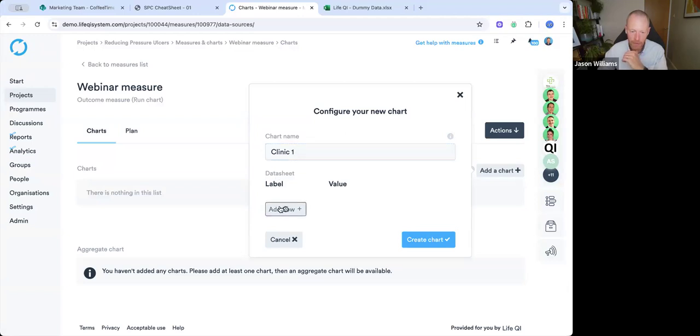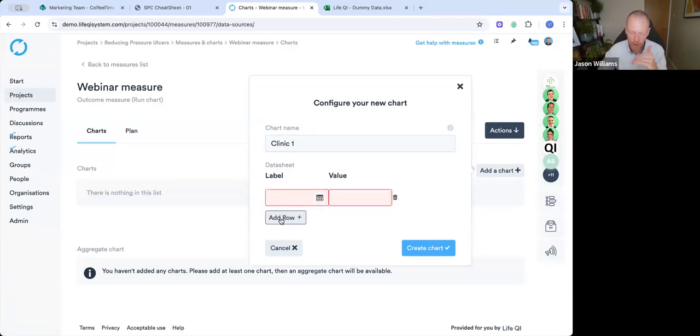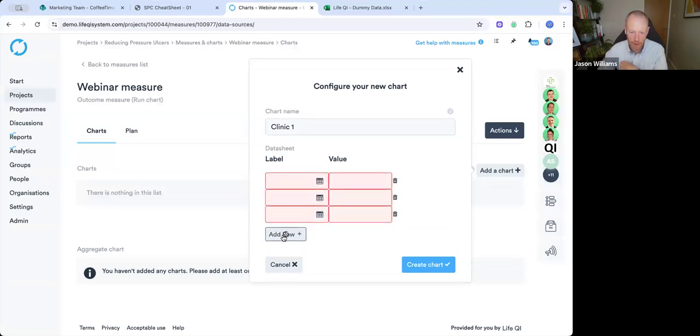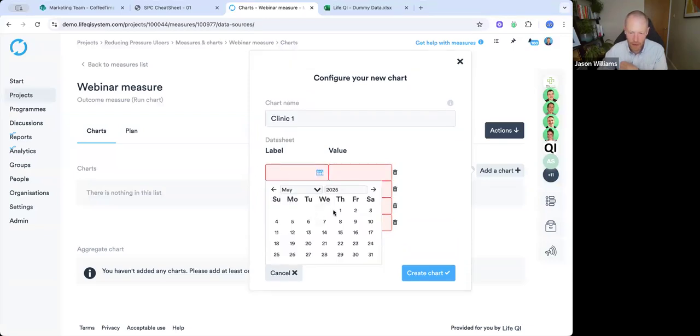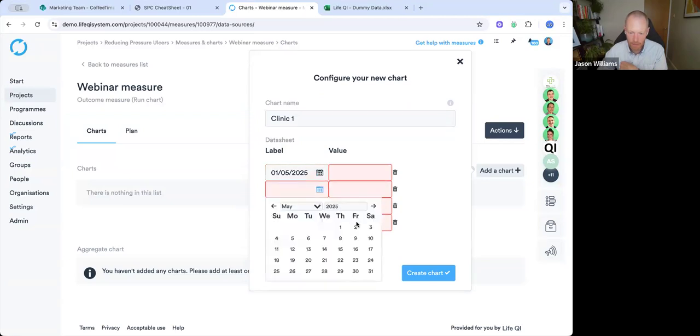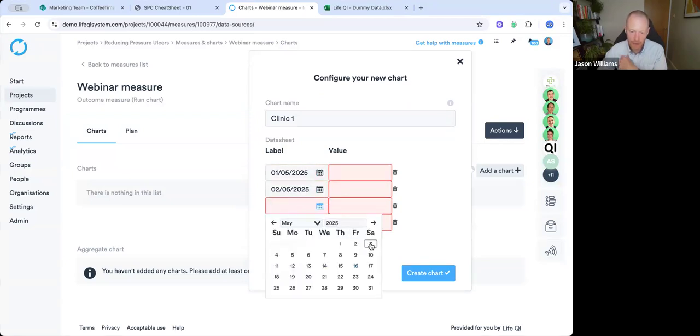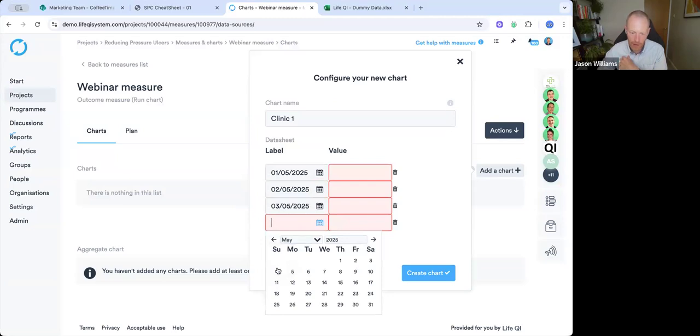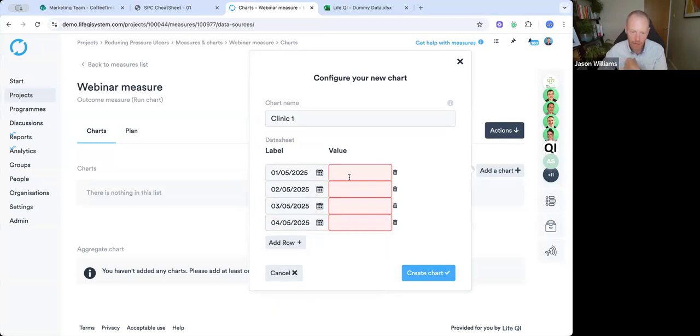Beginnings of my data sheet here, I'm going to add a first few rows. So I just click add row, it'll add those rows in, and then the first thing I can do is just start to type the data in, or I could paste that data in. If I just add a few blank rows to get going, and pick some dates. Because I've picked daily data, it's pulled up a calendar, and I can just pick those dates and quickly type in some values.